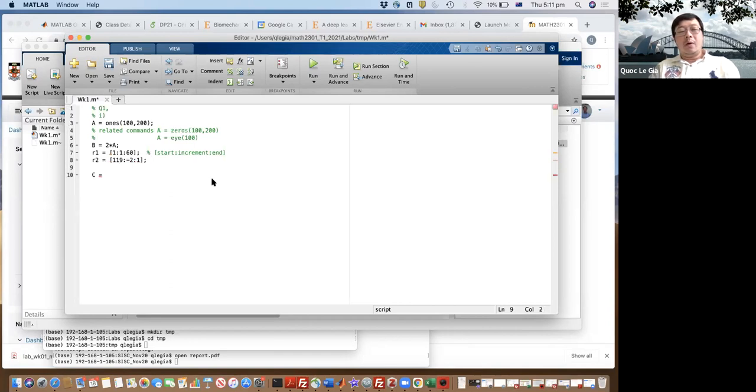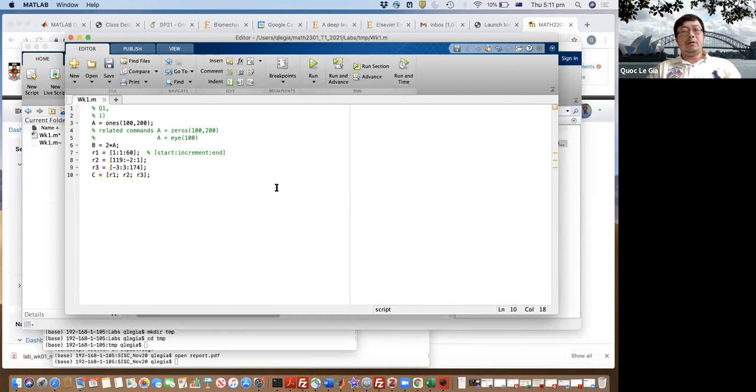Then row 3 will start from -3, increase by 3, and stop at 174. Okay, so then you have 3 rows, and now you just stack row 1 on top of row 2 on top of row 3, and that's it.